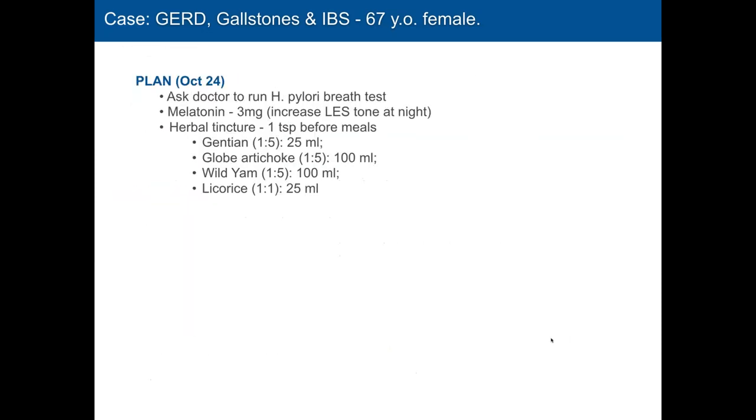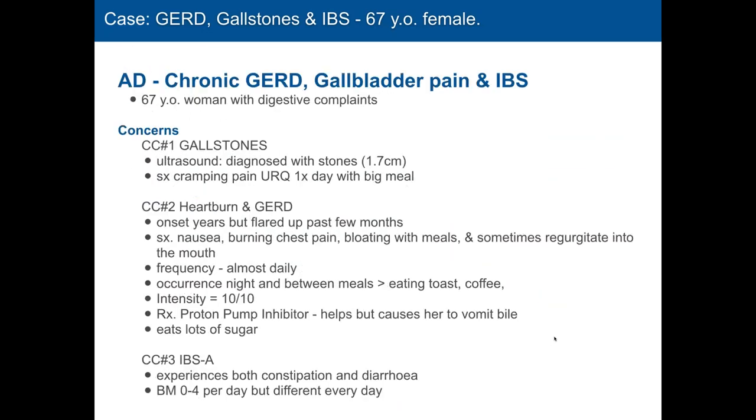So here's, who is this? Oh yes, I just added this one. This one's kind of complicated. Here's a woman, she came in with gallstones. Now we're going to do gallstone cases in more detail later on, but heartburn and reflux and IBS, they often all go together. So she had gallstones, her largest one was 1.7 centimeters in size.